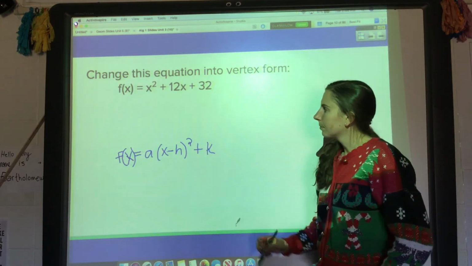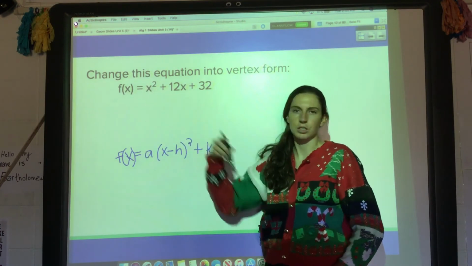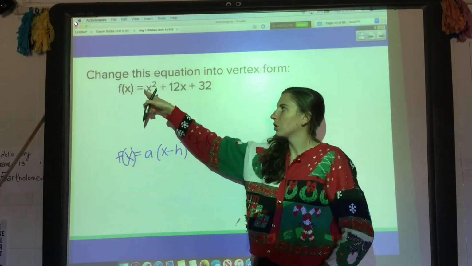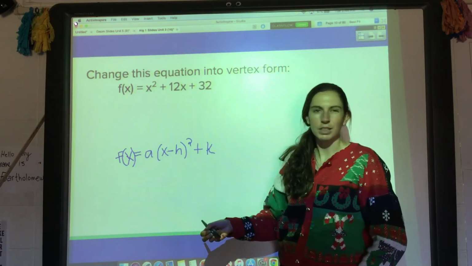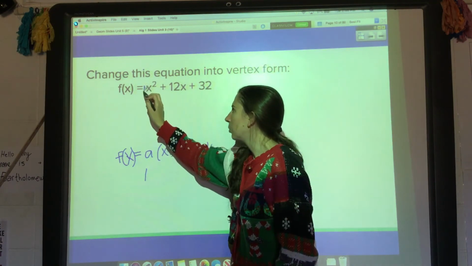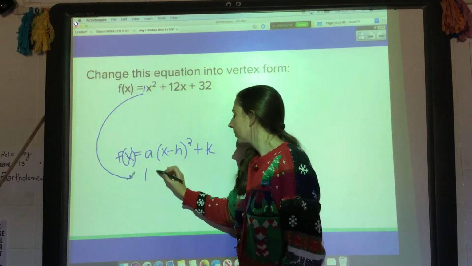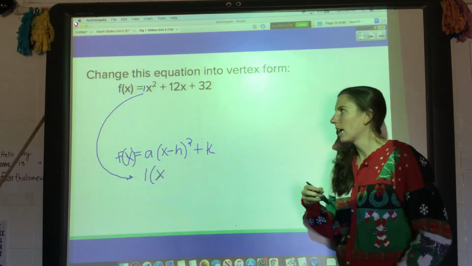Okay. Once again, the a value is just going to stay whatever the leading coefficient was originally. It's actually just a 1 right here, so it's going to be a 1 for me as well. I don't really need to write that, but I'll write it for now just so you know that that's what that is. That's a 1, and so we're putting it here. Now, again, I just need to find h, k, the vertex.